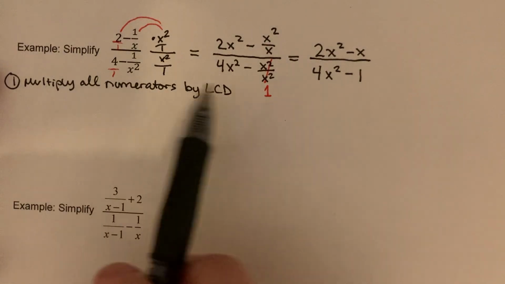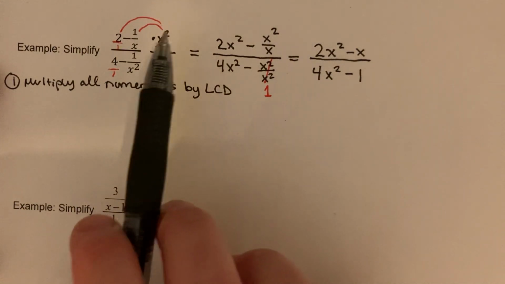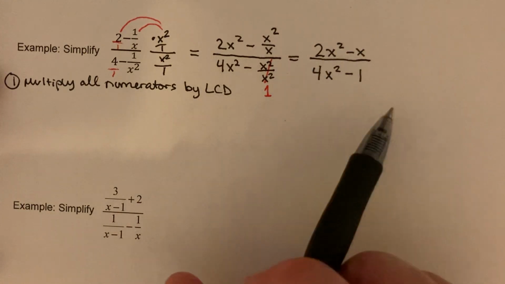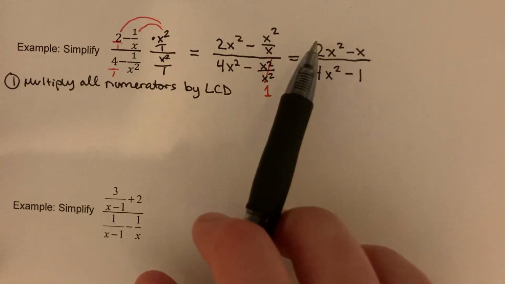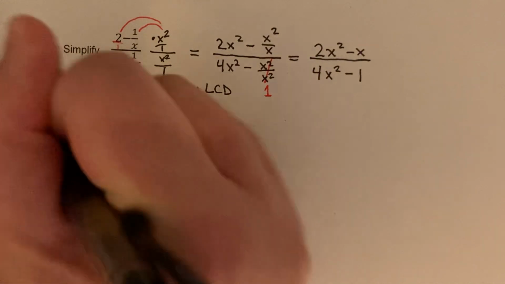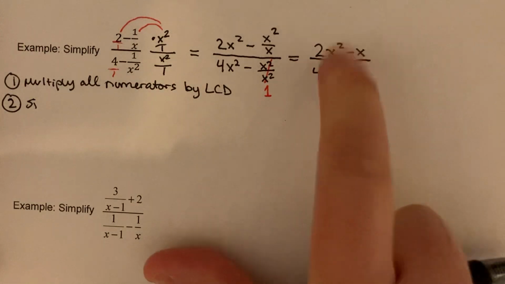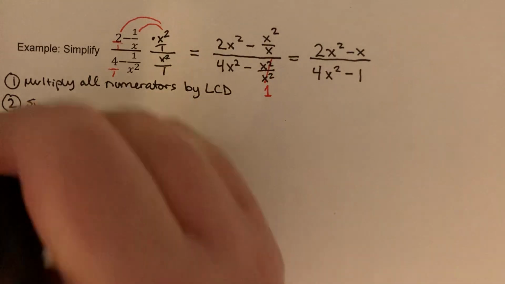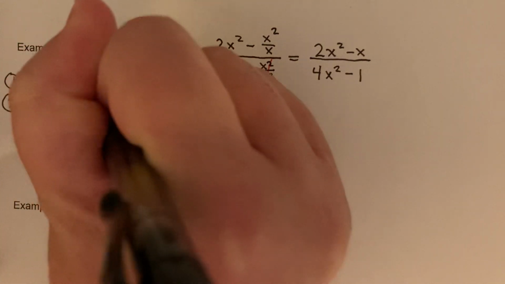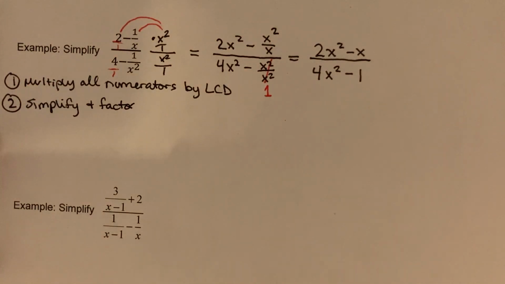All right, so we multiplied all numerators, the tops of the fractions, by the LCD, so that the fractions would go away. So now this is not a complex fraction. It's just a rational expression, one polynomial divided by another. So now it's time to simplify. It is not time to cancel though, right? And a common mistake is to start crossing stuff out. We can't do that yet. We need to simplify and factor both the numerator and the denominator.